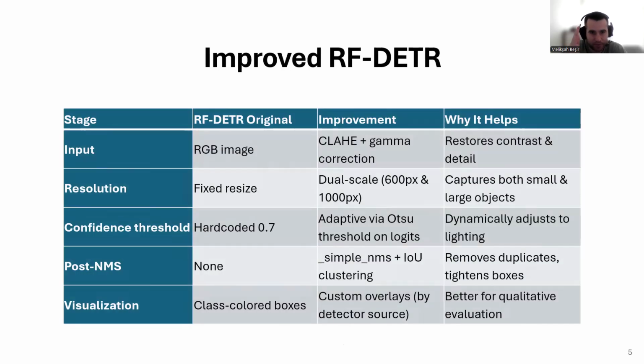Here's the comparison between the improved RF-DETR and the original one. In the improved one, I use CLAHE and gamma correction because they restore contrast and enhance details in dark images. I use dual-scale resolution, and I use adaptive auto thresholding so the confidence threshold adjusts dynamically to the lighting conditions.